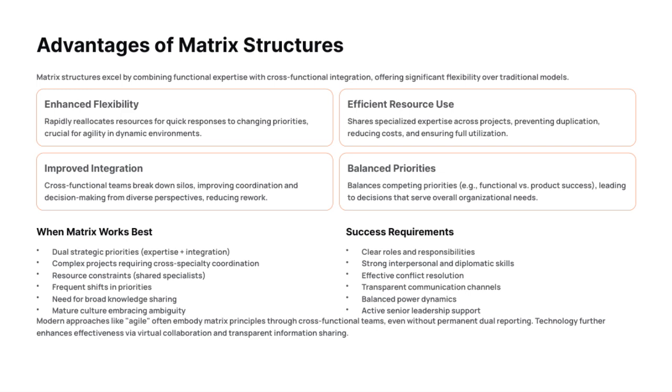Complex projects that require cross-specialty coordination, resource constraints, and shifting priorities all demand broad knowledge sharing. A mature organizational culture that embraces ambiguity is crucial here. So, when does the matrix approach work best? It balances competing priorities, such as functional efficiency versus product success, leading to decisions that benefit the entire organization.